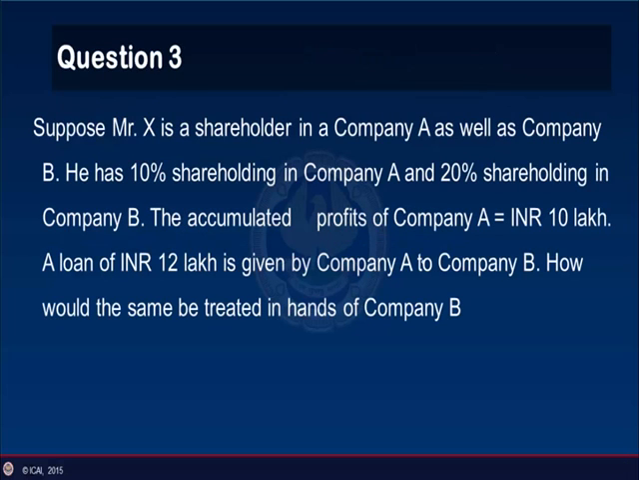So let's jump to question number 3. Suppose Mr. X is a shareholder in company A as well as in company B. He has 10% shareholding in company A and 20% shareholding in company B. The accumulated profits of company A are 10 lakhs. A loan of 12 lakhs is given by company A to company B. How would the same be treated in the hands of company B? So the answer would be the loan up to the extent of accumulated profit of 10 lakhs would be treated as a dividend.